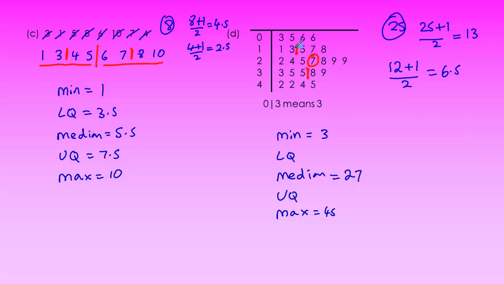So halfway between 13 and 15 is 14. Halfway between 35 and 38. So what we can always do there is we want to average 35 and 38, divide that by 2, and we'll find that that is 36.5.